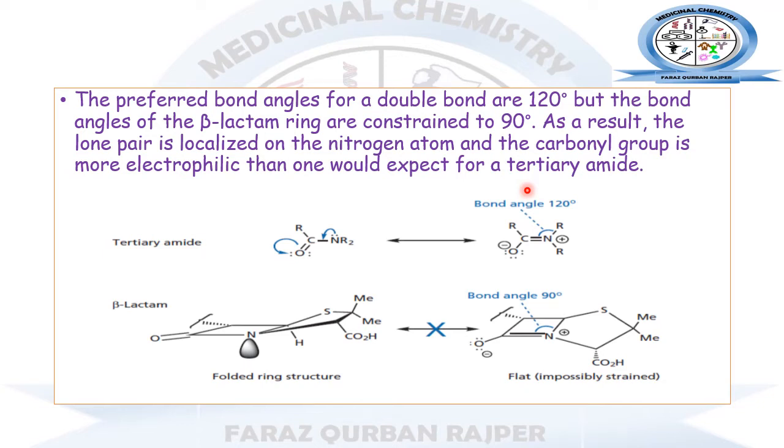So now what is happening? In the tertiary amide, we have the stable bond angle of 120, but in the case of beta-lactam we have an unstable bond angle, that is the torsional strain of 90 degrees, clear. And due to this bond angle, now the beta-lactam will become sensitive towards the attack of the nucleophile, and once the nucleophile attacks this carbonyl carbon, because of its highly reactive nature, ultimately the ring opening will occur.